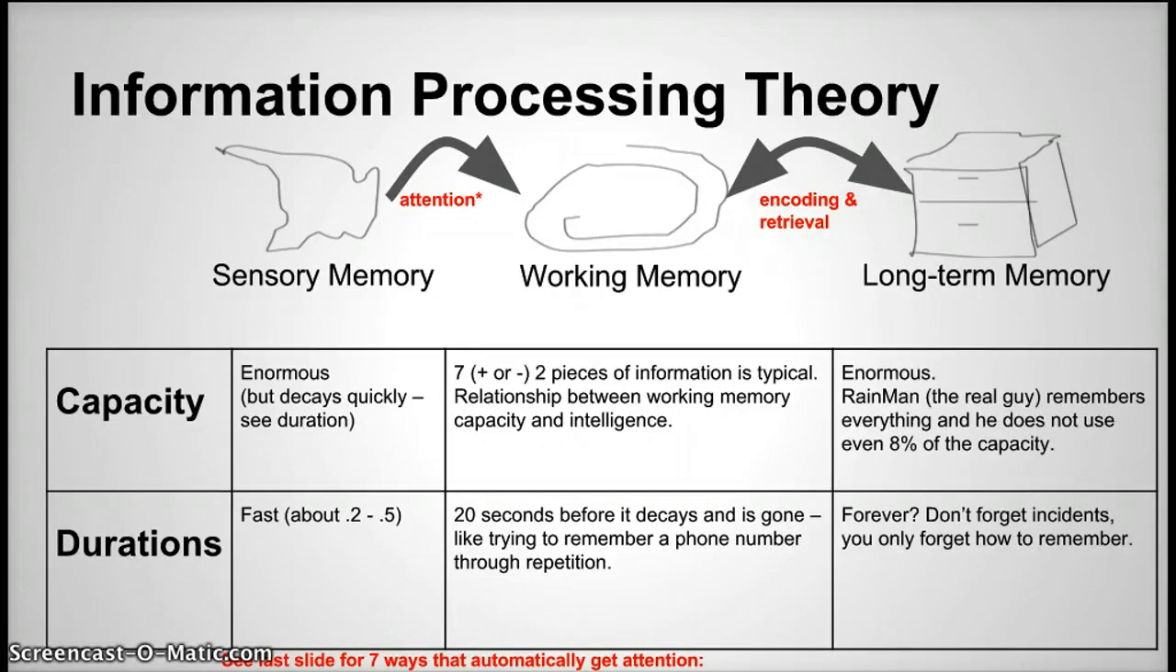And then long-term memory, again, it's enormous. An example of this is Rain Man. If you've ever seen that movie, it's based on a real guy. And apparently, researchers found out that even though he remembers everything, he only uses 8% of his long-term memory. And this lasts forever, basically. Our long-term memory doesn't lose information. It's just that the pathways to access the information sometimes get fuzzy and we forget how to remember.